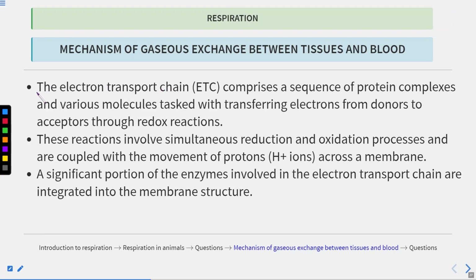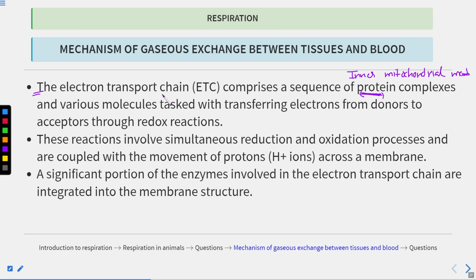Now, again, how can we define the electron transport chain? The electron transport chain comprises a sequence of protein complexes. These protein complexes are present, as we have already seen, in the inner mitochondrial membrane. Clear? There are in total 4 complexes, and another complex is also present, which is known as ATP synthase, and sometimes we call that complex 5.